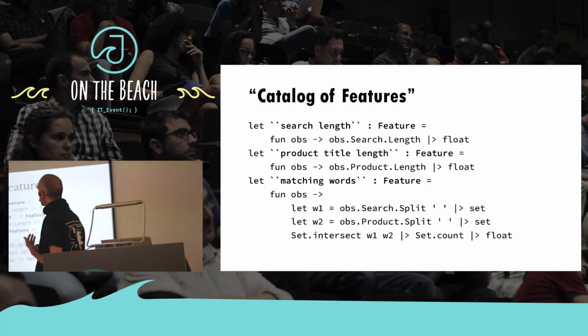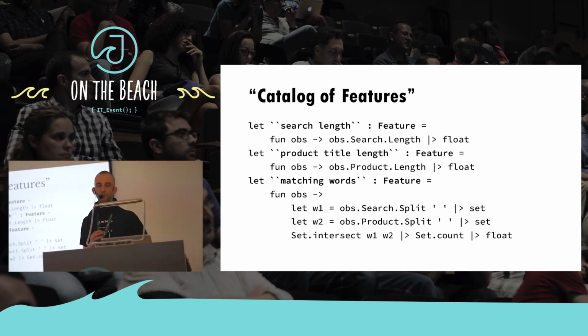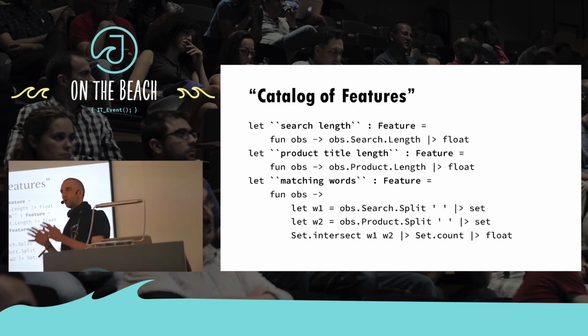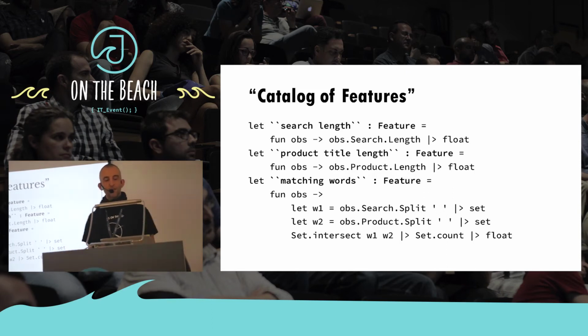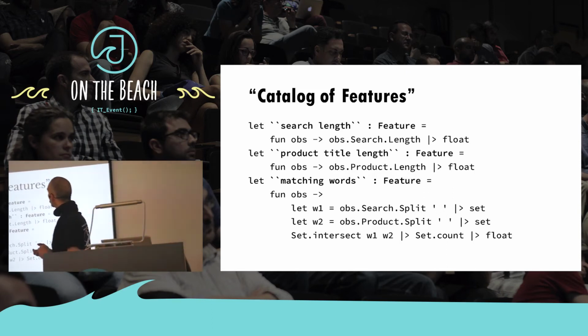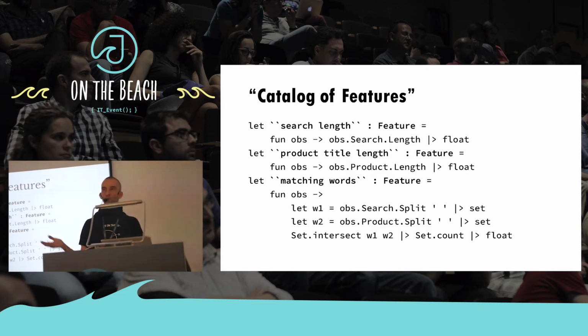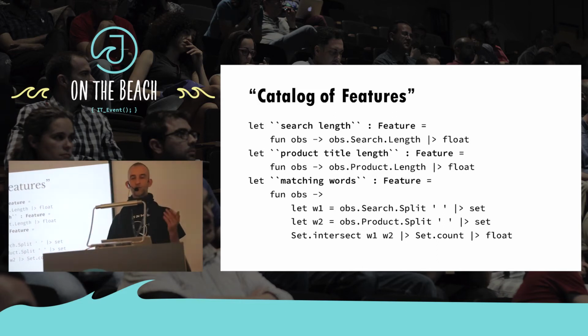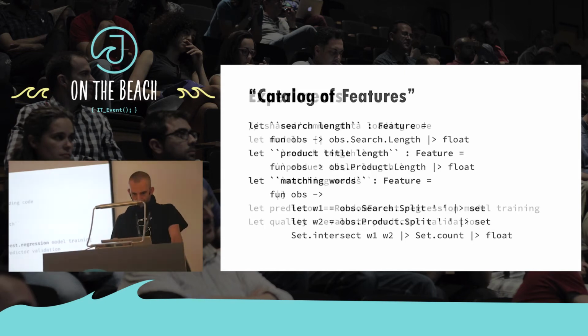The reason this was interesting is that now we have completely separated all the plumbing of learning from the feature extraction. So now I can create a file where I have a catalog of features. Instead of having them everywhere, I have a first feature, search length, which takes an observation and gives me back the length. Another one, product title length, and so on. I can create more and more features, and they will be centralized in one single place with a common definition. Everybody in the team can agree on the features and reuse them across different models. So this is pretty convenient.